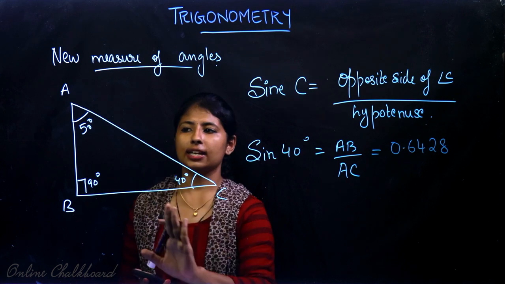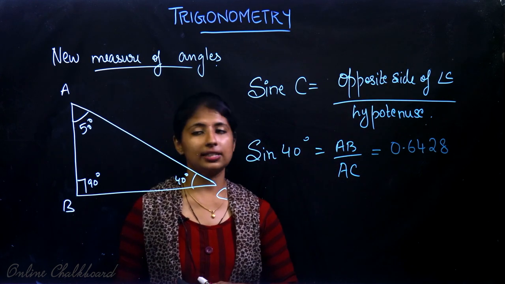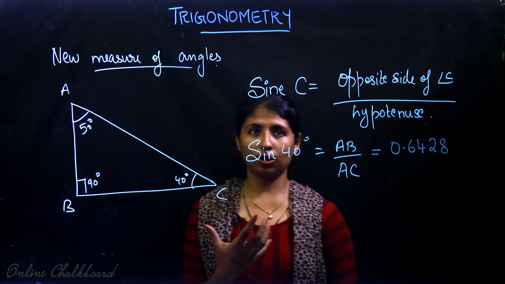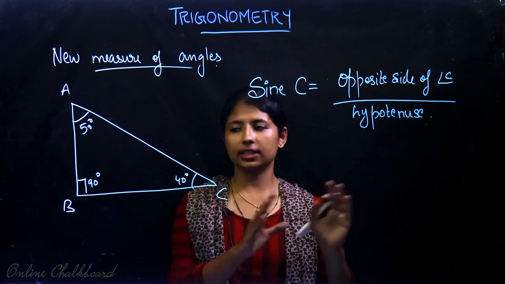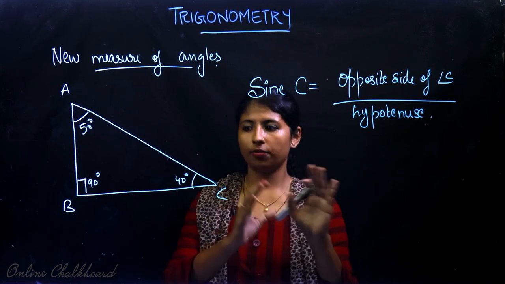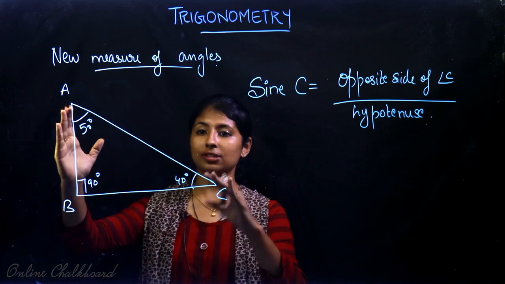Now, sine is the opposite side of angle C by the hypotenuse. Now, we have a trigonometric function and the ratio of the sides. Sin 40 is the opposite side over the hypotenuse. That is the ratio.